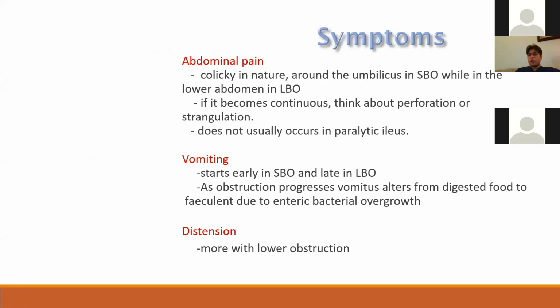Abdominal pain is colicky in nature around the umbilicus in small bowel obstruction, whereas in the lower abdomen in large bowel obstruction. If it becomes continuous, then you should think about perforation or strangulation. It does not usually occur in paralytic ileus. And vomiting starts early in small bowel obstruction and late in large bowel obstruction. As obstruction progresses, vomiting becomes feculent due to enteric bacterial overgrowth. It is more with lower obstruction, distension.